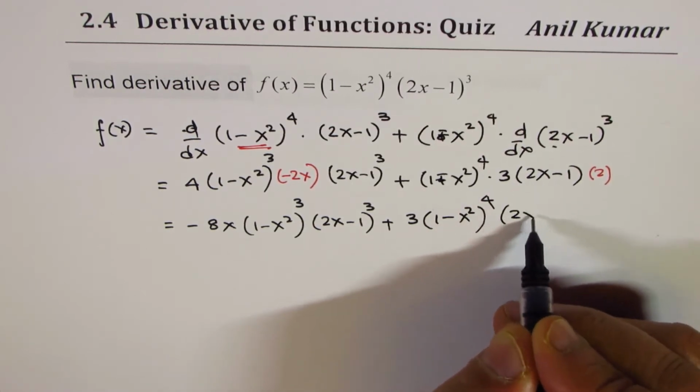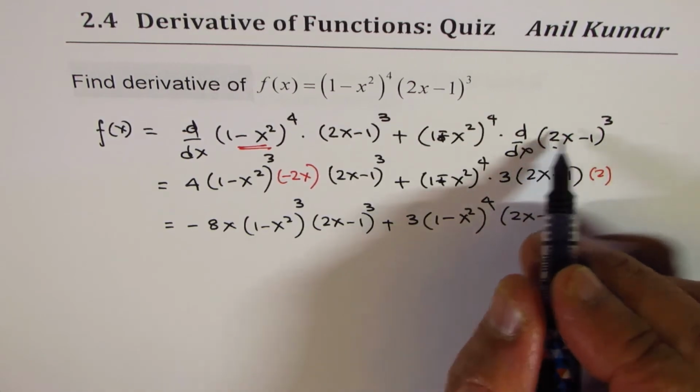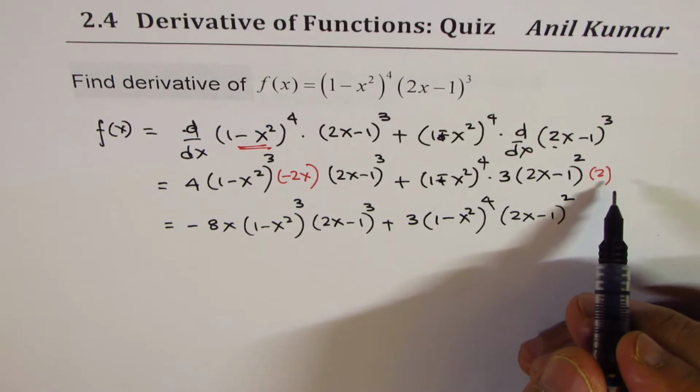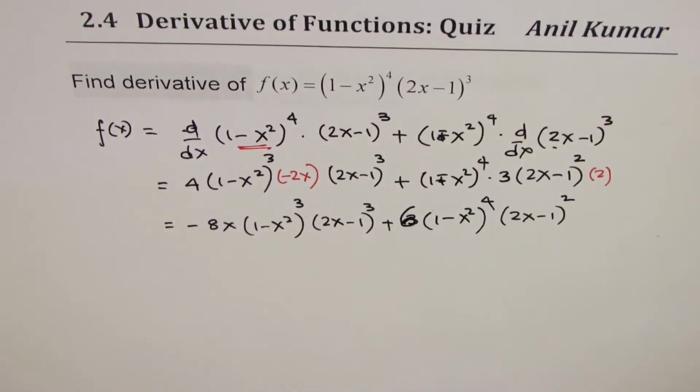Times 2x minus 1. Now this also 3 times 2x minus 1 whole square, I missed that also. And 2 times 3 is 6, let me make this 6, okay. So that is what you get.